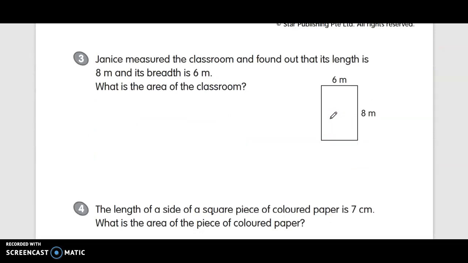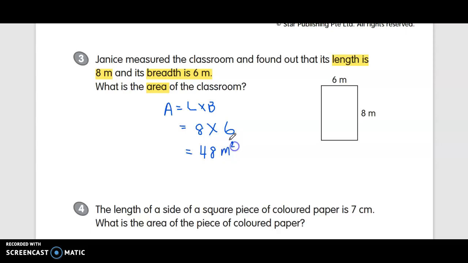So Janice measured the classroom and found out that its length is 8 meters and its breadth is 6 meters. What is the area of the classroom? So let's highlight the keywords. We know that the length is 8, the breadth is 6. How do we find the area? Remember the formula? A, we're going to write here, equals L, length, times breadth. So now we're going to write the equation. Length is 8 times breadth is 6. Therefore, your answer should be 48 meters square.